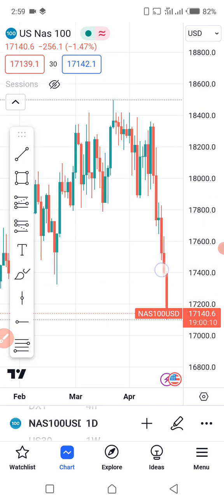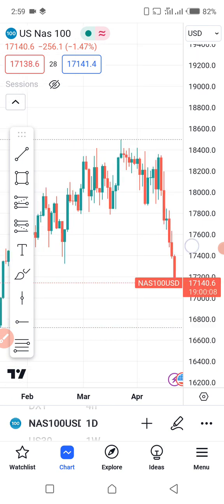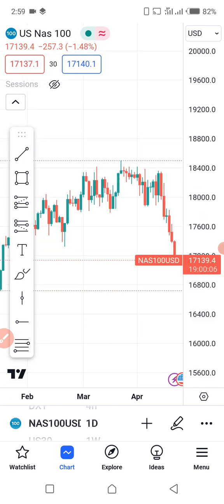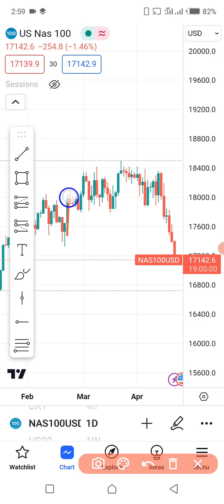When the market was bullish, you can see, let's look at it from this place.